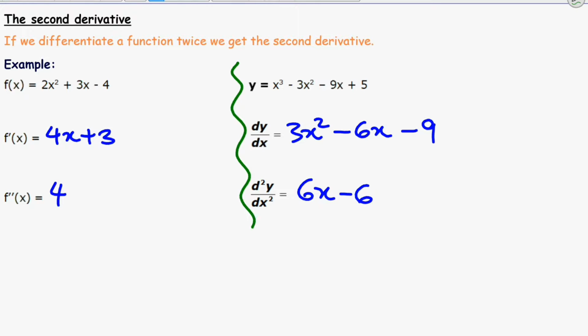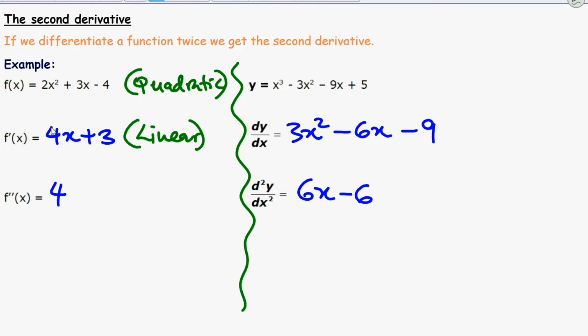Now, one thing that you may realize is that in the first case, the original function is a quadratic, and the first derivative is a linear. And then if you find the second derivative, what you end up with is just a horizontal line, so just a constant.